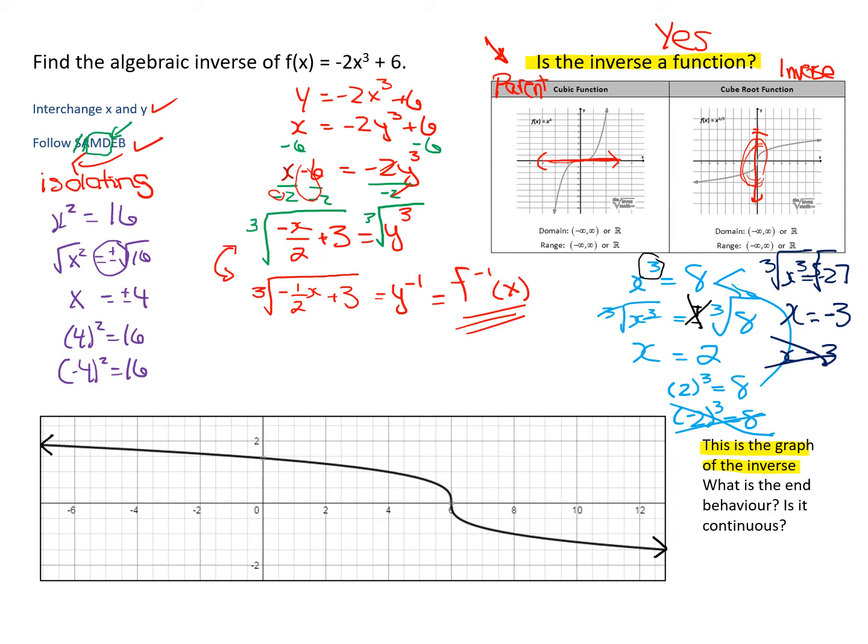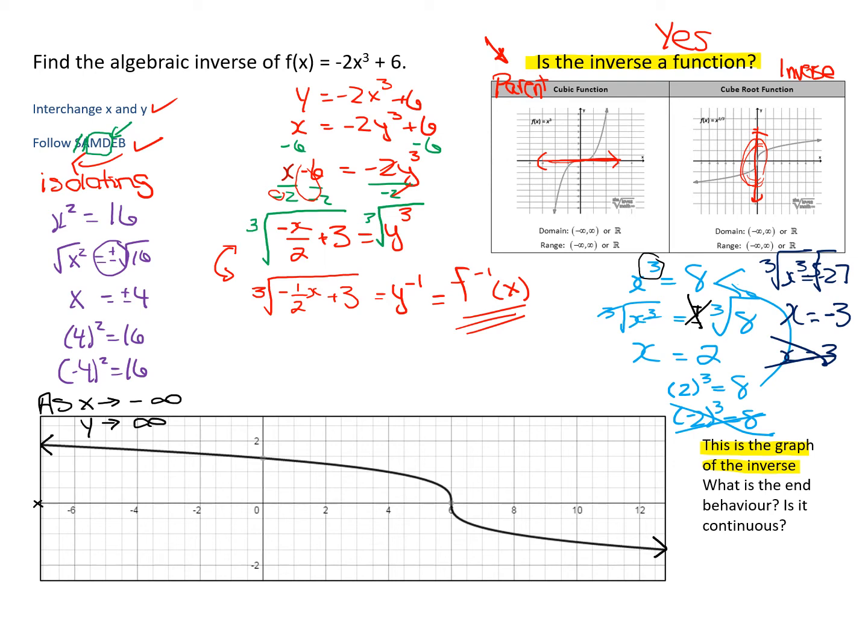So what's going on at the ends here? Let's start over here on the left. As our x values approach negative infinity, this is my x-axis here, as my x values are getting more and more negative, what are the y values doing? What is the graph itself doing? The graph is slowly but surely getting higher. So my y values are approaching infinity.